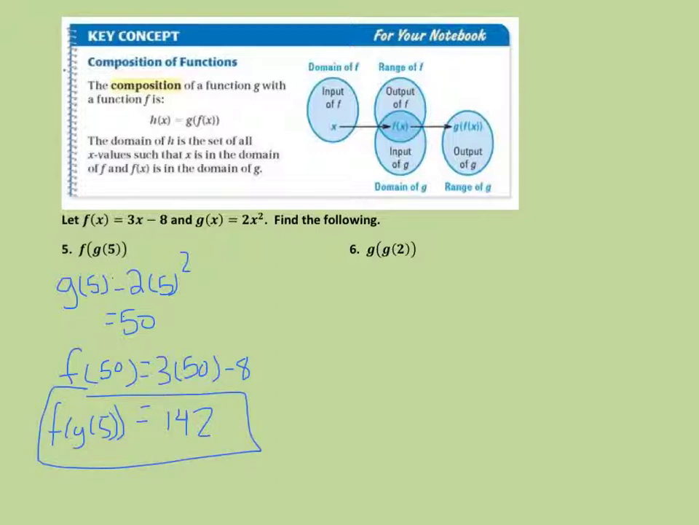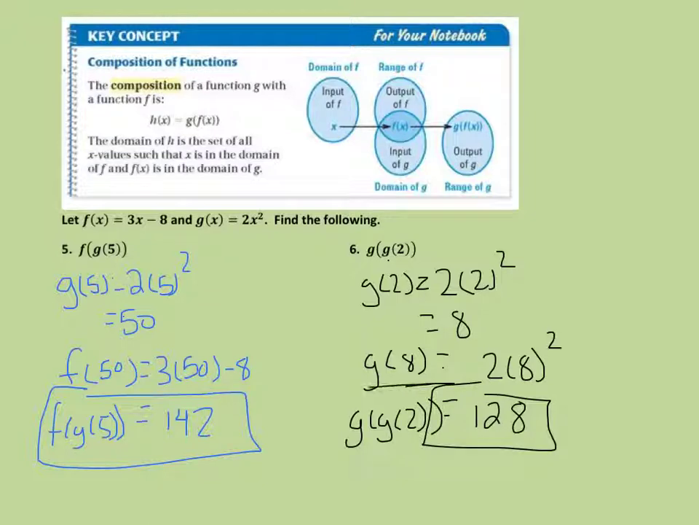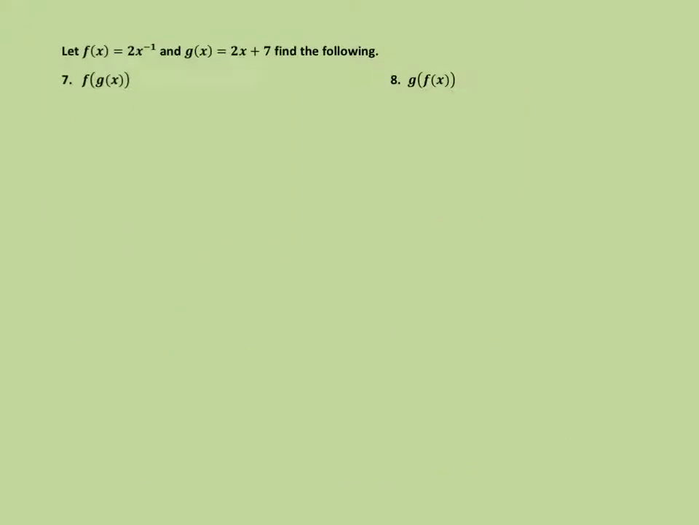So g of g of 2 means, well, g of 2 equals 8. So then g of 8, now you plug it in again because it's g and g. 64 times 2, 128. So g of g of 2 equals that. So that's the composition of evaluating functions given a number. Okay? But now, we've got to find the following of these.